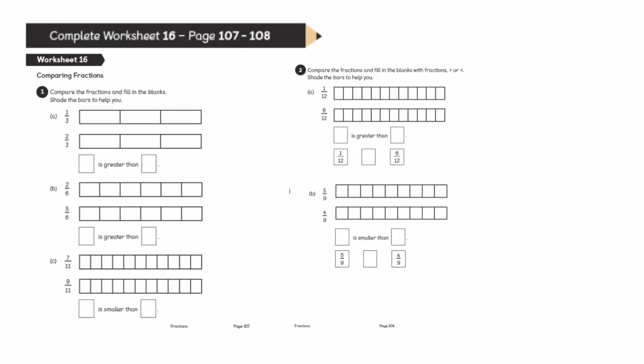Now it's time for our independent practice. I would like you to do pages 107 and 108. You need to compare the two fractions. Good luck, and I will see you all tomorrow.